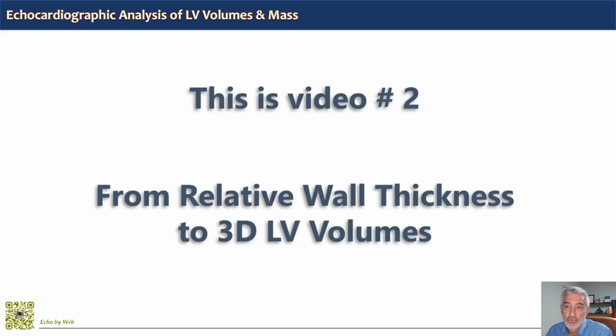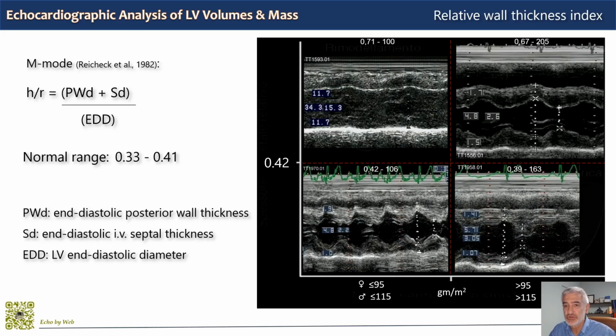This is video number 2, from relative wall thickness index measurements to 3D LV volumes. And now let's come to the calculation of the relative wall thickness index, H on R. This index uses the same measures that we have used for the mass index, so the thickness of the walls and the diameter of the cavity. This index was introduced by Reichek in 1982, and this is the formula. At the numerator, you sum up the thickness of the posterior wall and of the septum. At the denominator, you have the diameter of the cavity.